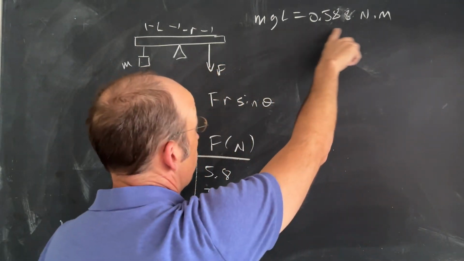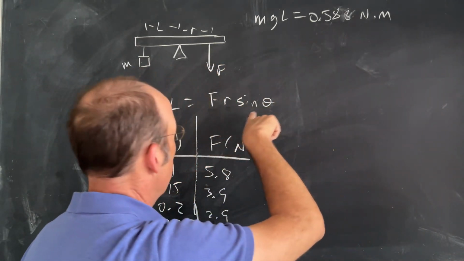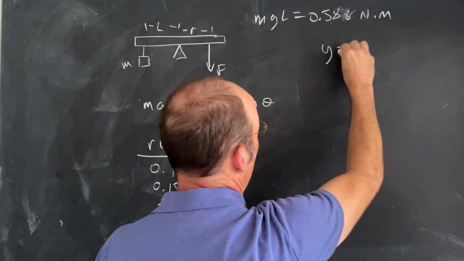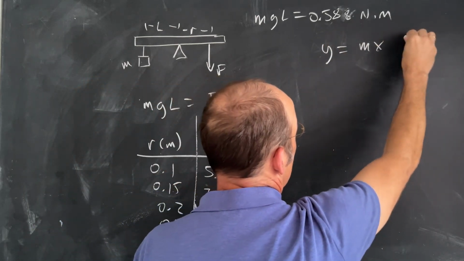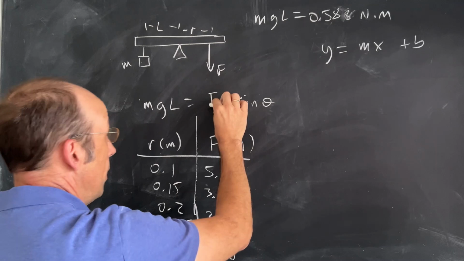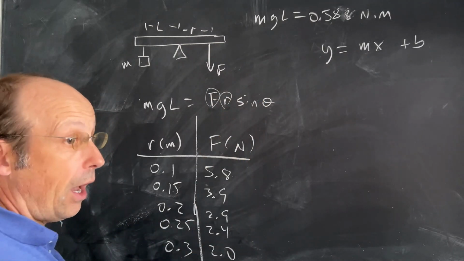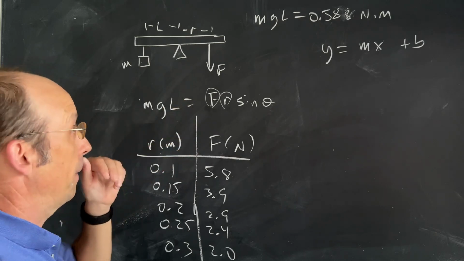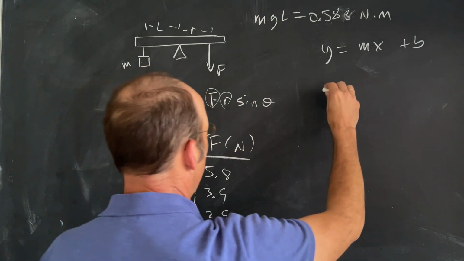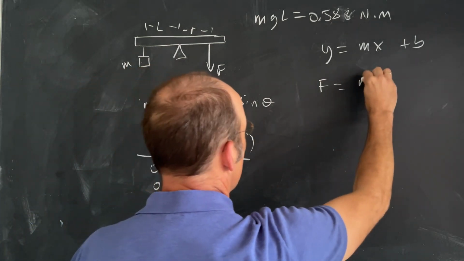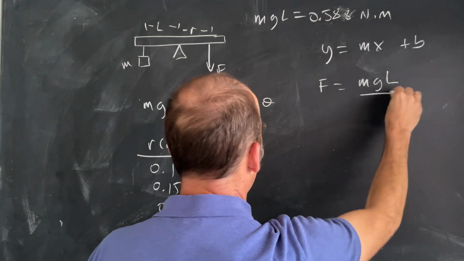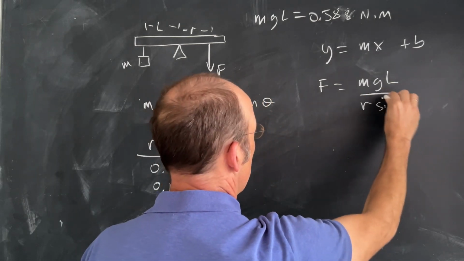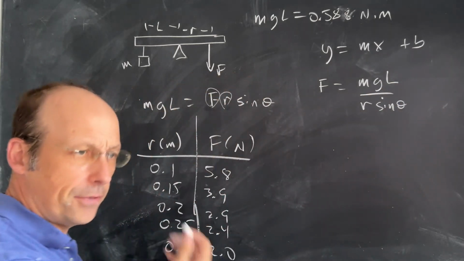So this is my function right here. No, wait, this is my function right here. I want it in the form of y equals mx plus b. But here are my two variables, f and r. If I want f on the vertical axis, let's just solve this for f. If I solve that algebraically for f, I get f equals mgl over r sine theta. And theta is constant, and I'm just doing it for completeness.